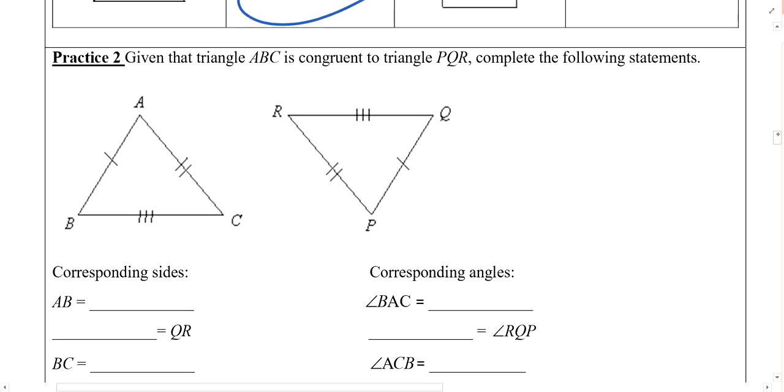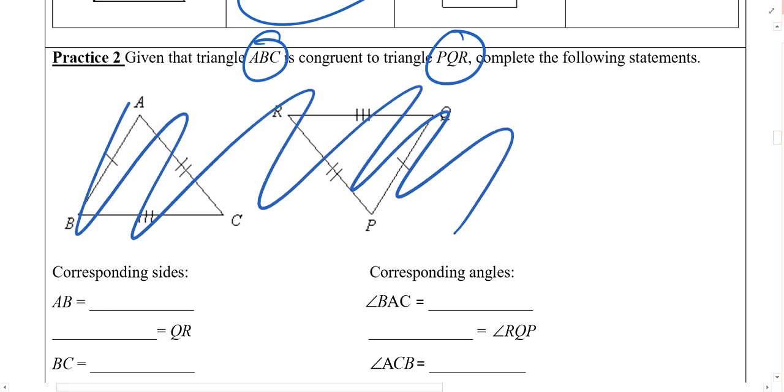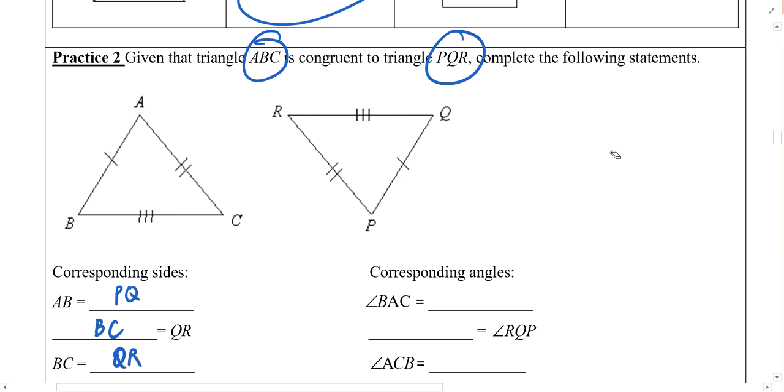Practice 2. Now, given triangle ABC is congruent to PQR. Are the names important? Yes, it is important. Complete the following statement. Now, without looking at the diagram, can you fill in the blanks? AB equals PQ. What is equal to QR? BC. And BC is equal to what? QR again. Okay, let's refer back to our diagram.